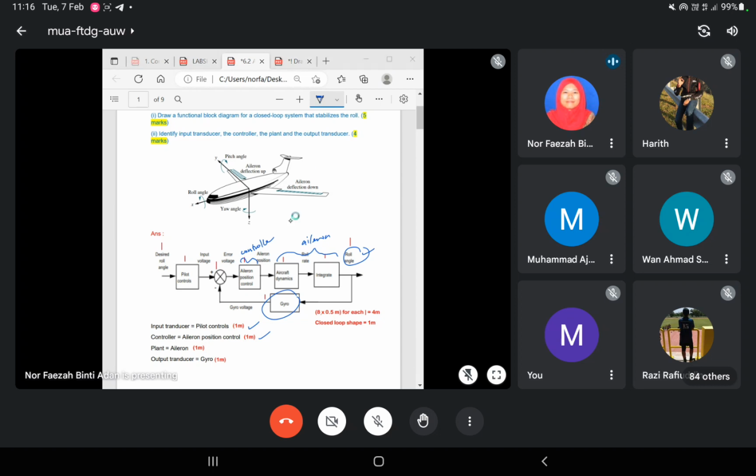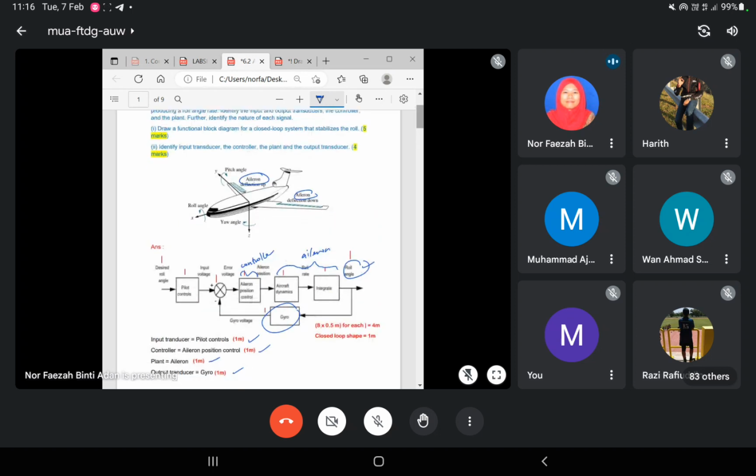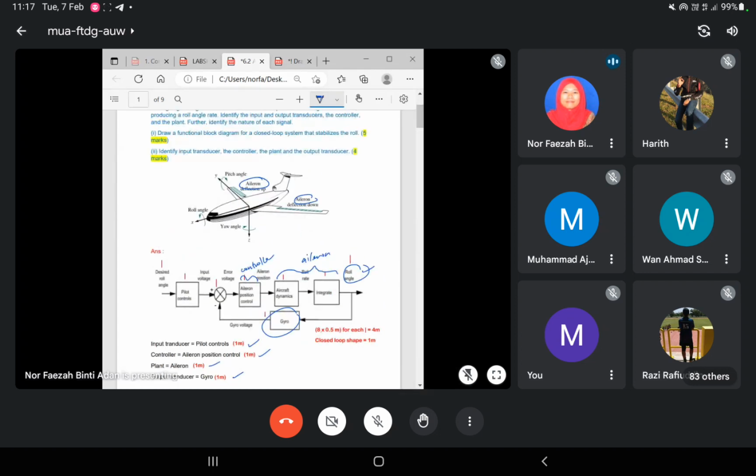And then for your plant, of course, your components lah apa yang you nak kawal. Untuk mendapatkan roll angle tu, you have to control what component, and that component is aileron ni lah. Oh dear, sensitive komputer ni. Okay, so aileron is your plant and then your output transducer is gyro. So sometimes the question comes in pair lah. Dia lukis block diagram and then identify all those components ataupun identify components first and then baru you draw a block diagram. So that is a common type of question lah untuk chapter 1.